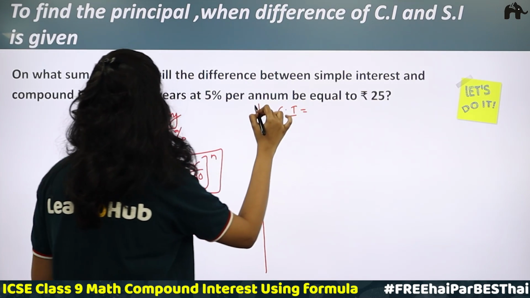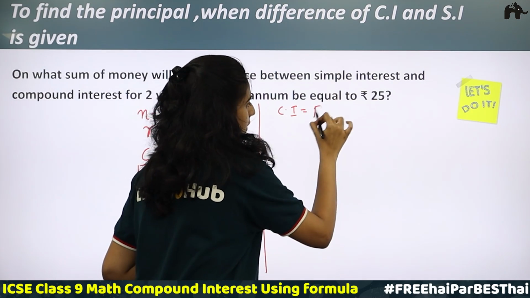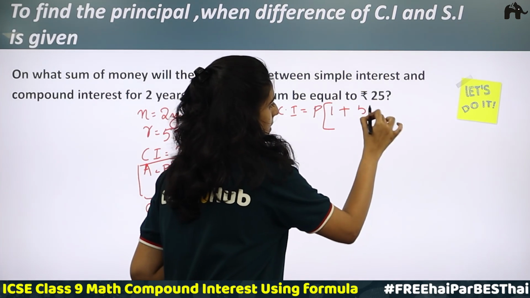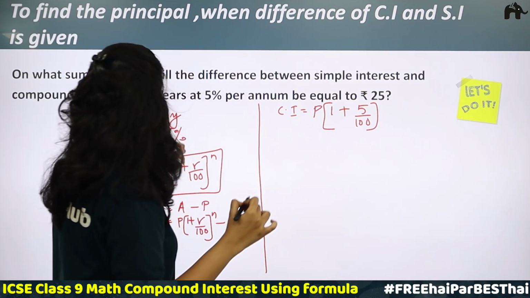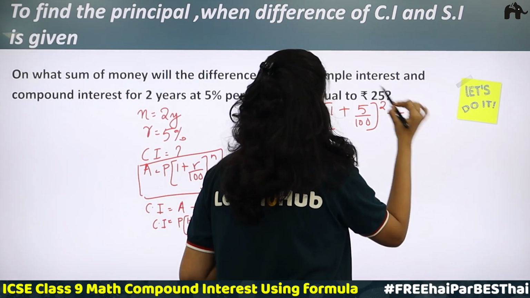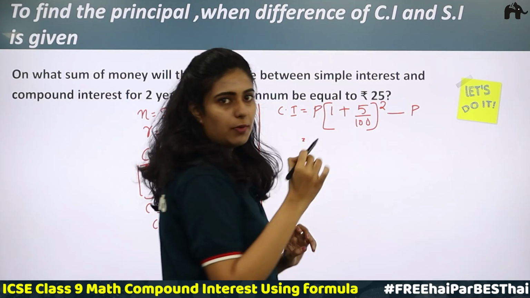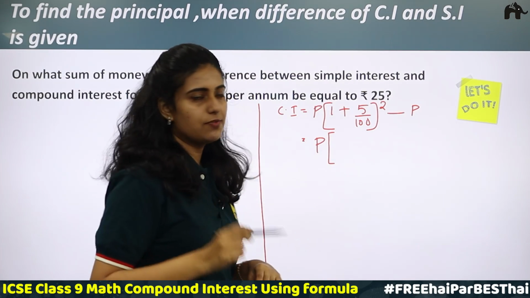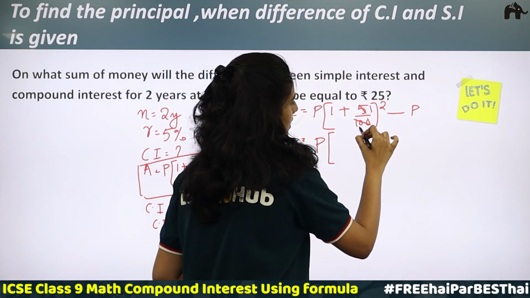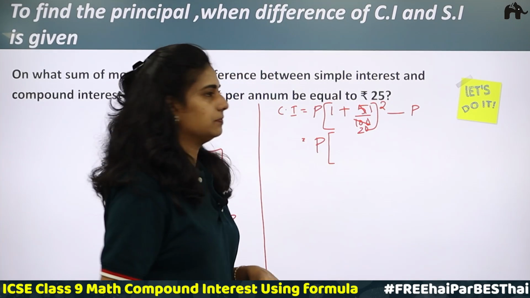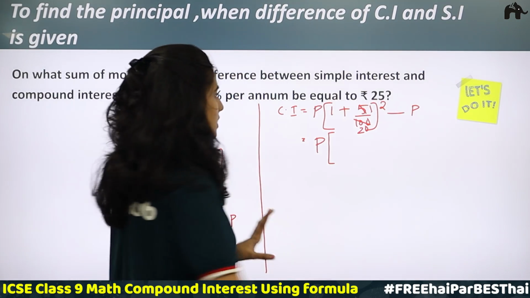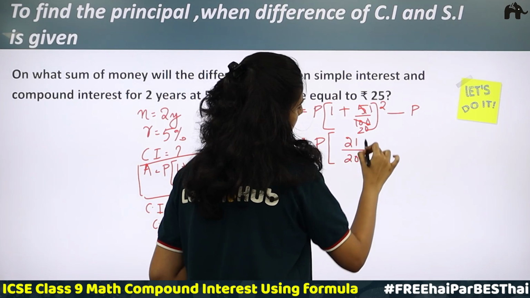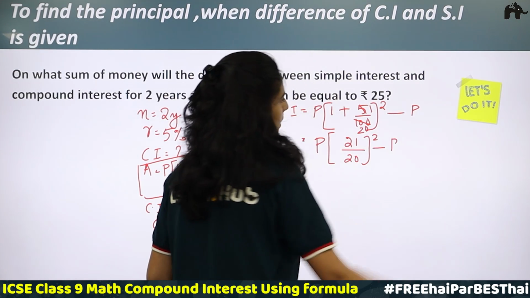Compound interest will be equal to principal P, which we need to find, into 1 plus rate of interest 5 by 100, whole raised to N, N value is 2, minus P. So, P is common, taking P out, P into 5 by 100. What is 5 by 100? It will be equal to 1 by 20. That is 21 divided by 20 whole square minus P.